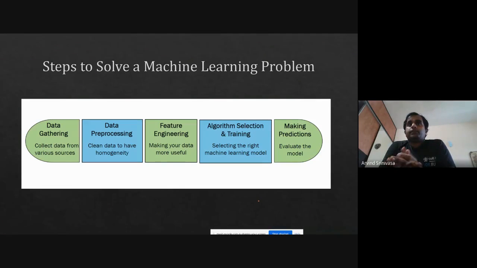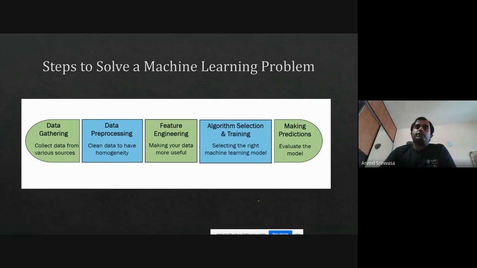So the next important step: anyone who wants to learn machine learning needs to know these five pillars. One is data gathering, then data pre-processing, feature engineering, algorithm selection and training, and making predictions. These are the five different steps you need to know when solving a machine learning problem, be it text, image, sound, or anything.